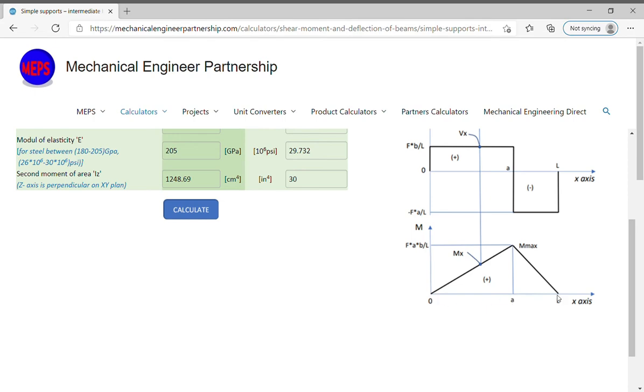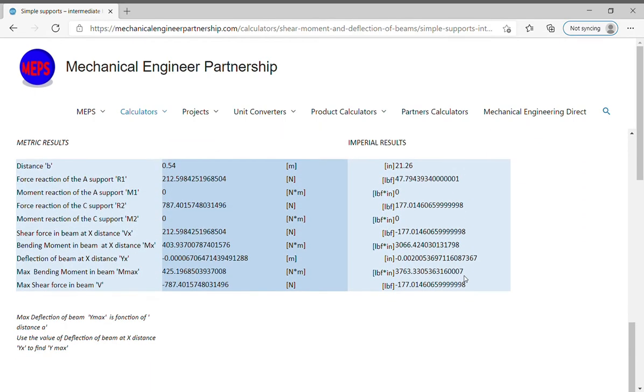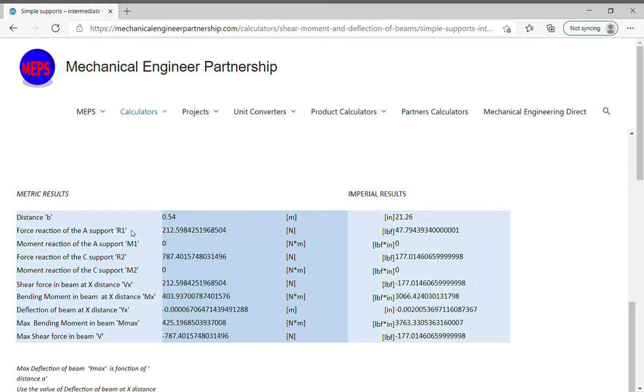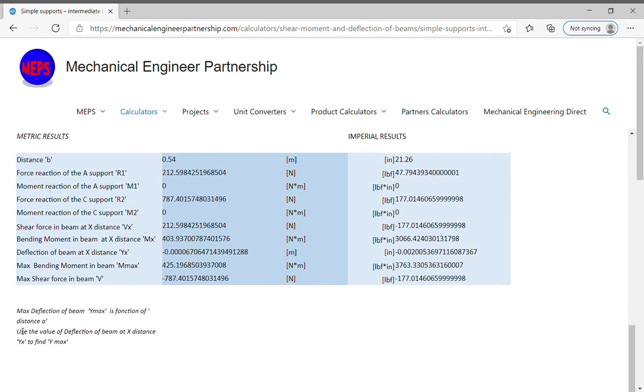The results are: force reaction of the A support R1, moment reaction of the A support M1, force reaction of the C support R2, moment reaction of the C support M2, shear force in beam at x distance Vx, bending moment in beam at x distance Mx, deflection of beam at x distance Yx, maximum bending moment in beam Mmax, maximum shear force in beam Vmax. Max deflection of beam Ymax is a function of distance a. Use the value of deflection of beam at x distance to find Ymax.